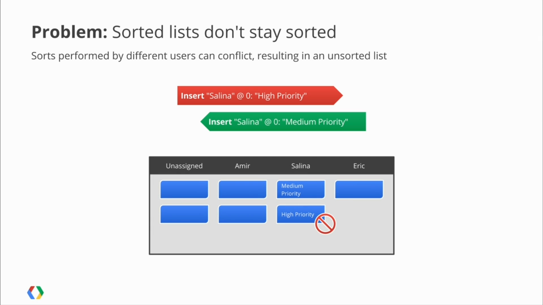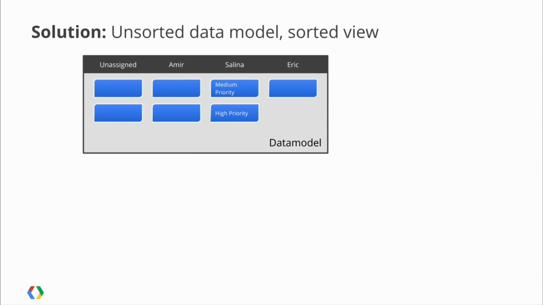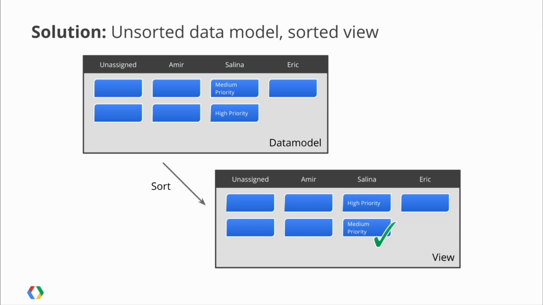So the solution to this kind of problem, and this is actually a generic solution that works with all kinds of different problems you end up with in the Realtime API, and it's very powerful, is to keep your data model unsorted and then only keep a sorted view of the data model. So this sorted view is something that's just local to your client and in memory.